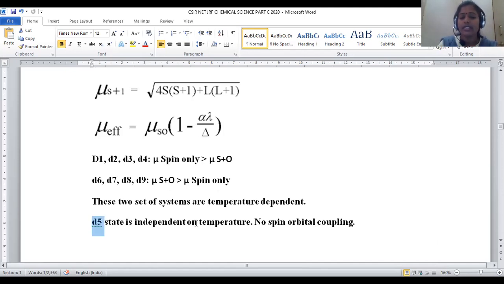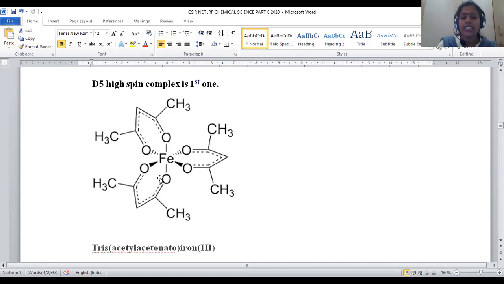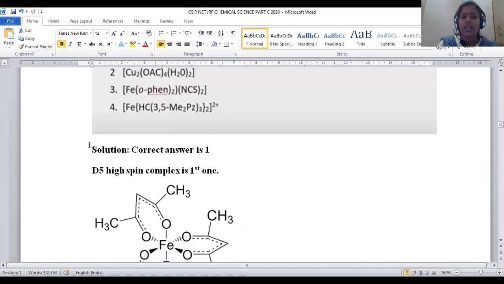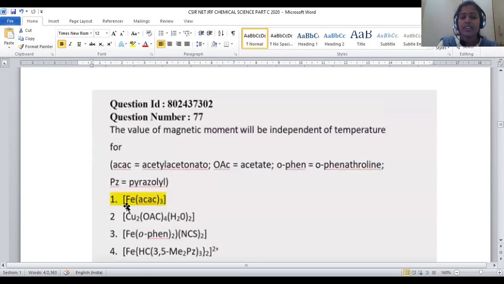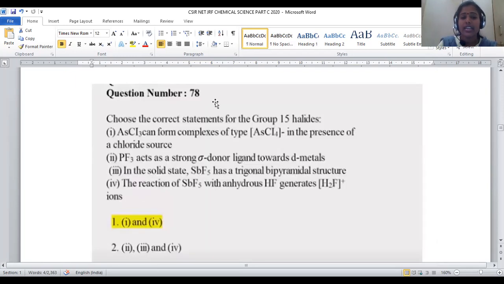So even by varying the temperature, this d5 system will not vary. In this case, spin-orbit coupling is also not employed, right? So the mu effective formula can be applied for that one. So in that case, a d5 system is provided for this tris acetylacetonato iron +3 complex. That's the reason why for question number 77, option number 1 will be the right answer. Let us move on to question number 78, 77 is just completed. Let us discuss 78.